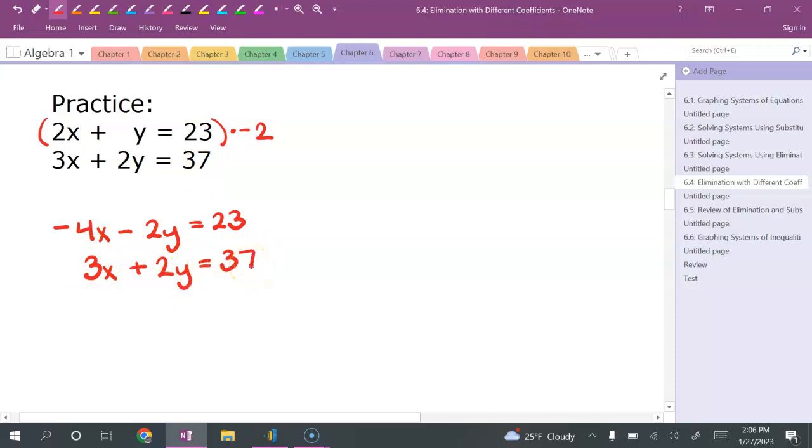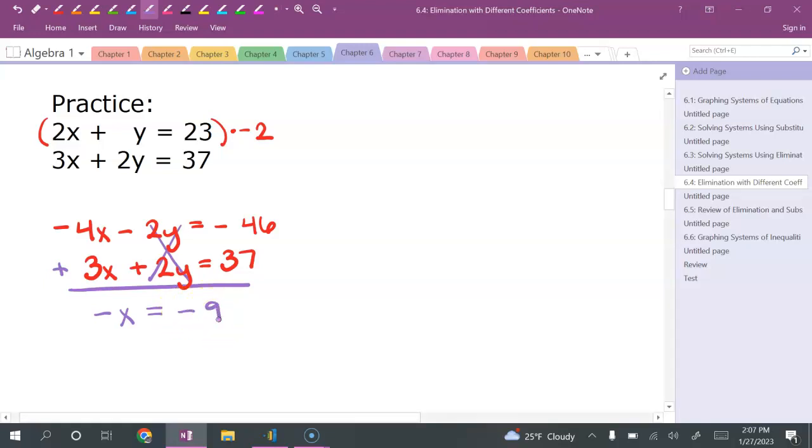You can see on this one, to get those opposite coefficients, I only had to multiply one of my equations by a number. I didn't have to do it to both of them. Now I'm going to add these equations together. My y's are going to eliminate. I have negative 4x plus 3x, which would leave me with just negative x, equals 23 plus 37. Oh, I'm sorry, I made a goof here. This should not be 23. This should be negative 46. That's better. Now, negative 46 plus 37 should be negative 9.